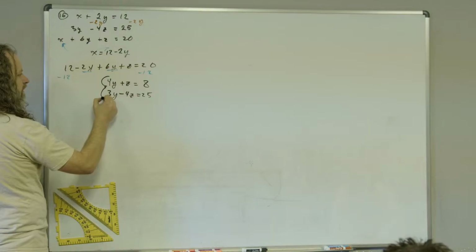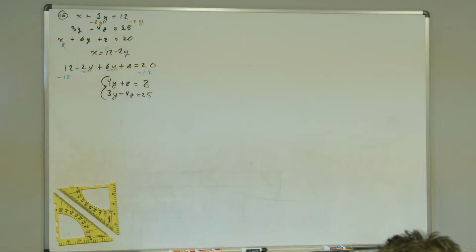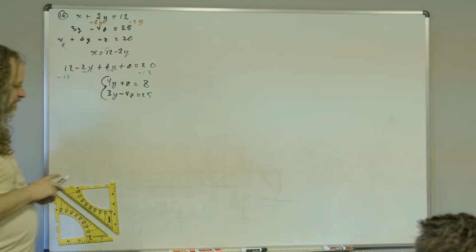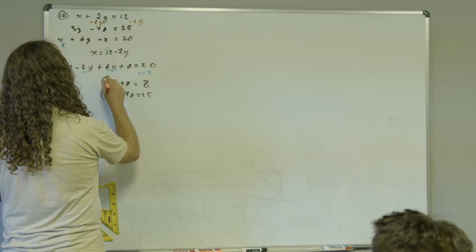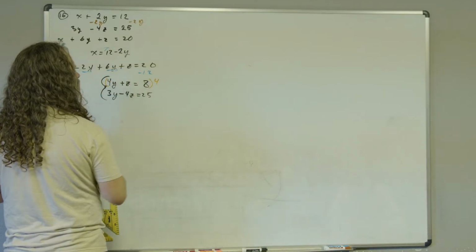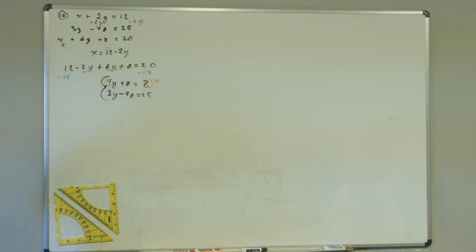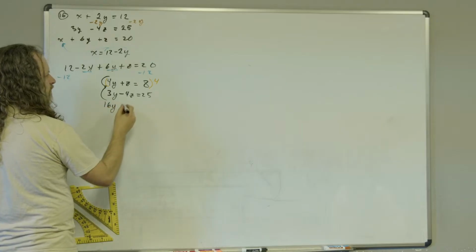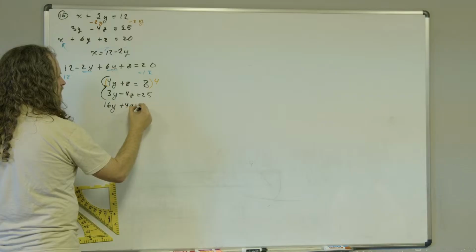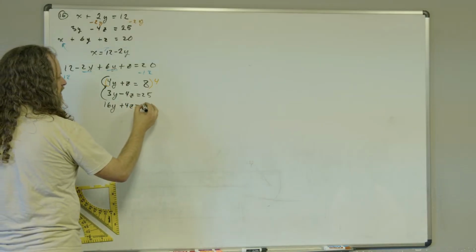So what do you want to do? I heard multiplication, I heard elimination. Somebody's got to give me something slightly more specific before we can figure out what to do. Multiply the top one by 4. Sure, multiply the top one by 4 sounds just fine. Four times 4y is what? 16y. And then 4 times z is 4z. 4 times 8 is 36.